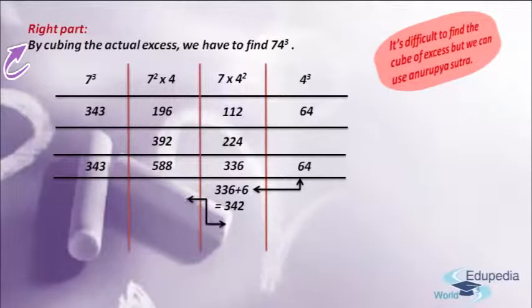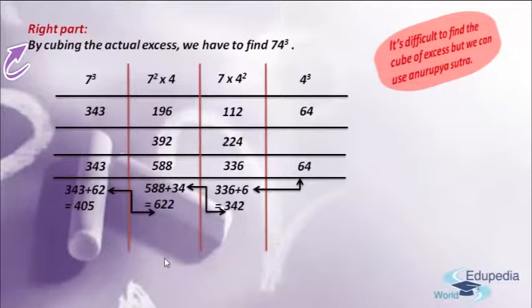So by sending this 34 and by adding to 588, we get 622 as the answer. And again, if you observe this answer, it is a 3-digit number. So therefore, I am taking the digit in ones place, that is 2 in my answer, and I am sending remaining number, that is 62, as carry on to the next part, that is to the first part, and I am adding to it. So by sending this 62 and by adding to 343, we get 405.